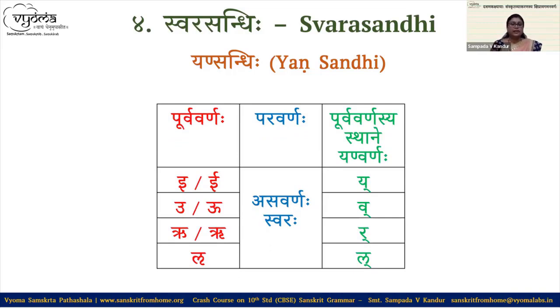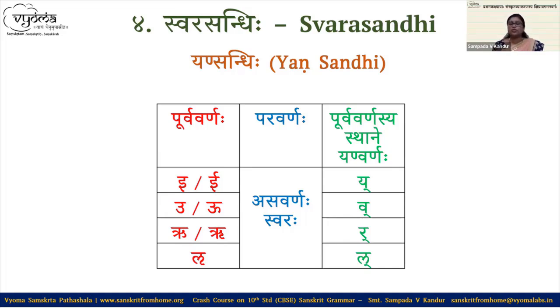Now, in Purva Varna, means in Purvapada last Swara, what it will be? It should be either I or Ee, U or Oo, Ru or Ruu or Lu. Now, Paravarnaha. What should be there in Uttarapada? Asavarnaha Swara.